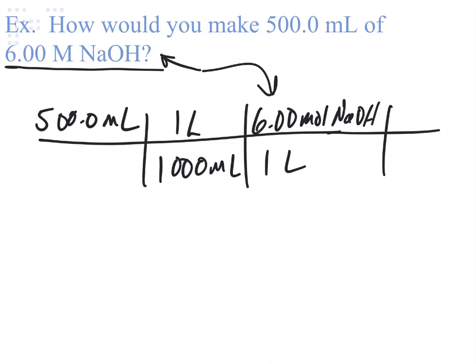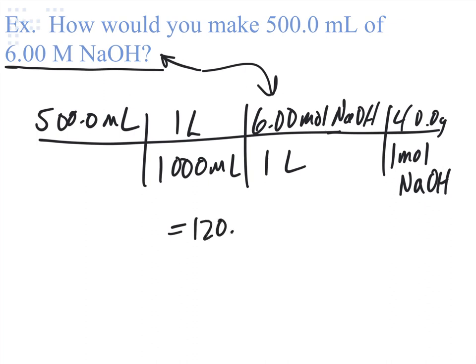And then if I want to find out how many grams I need, because you can't really measure moles on a balance, you can measure grams, you can measure mass: 1 mole of NaOH, using my molar mass from the previous equation, is 40.0 grams of NaOH. What I end up getting here is 120 point... That's not 0.0 because there's only 3 significant figures in 6.00. So 120 grams of NaOH.